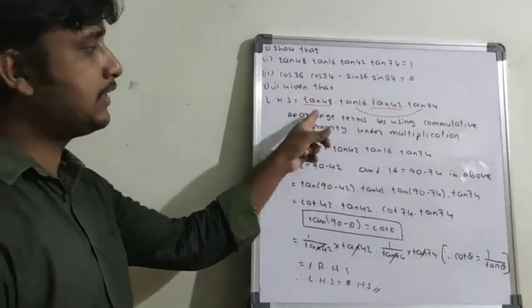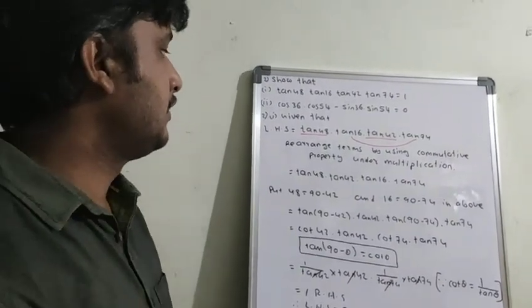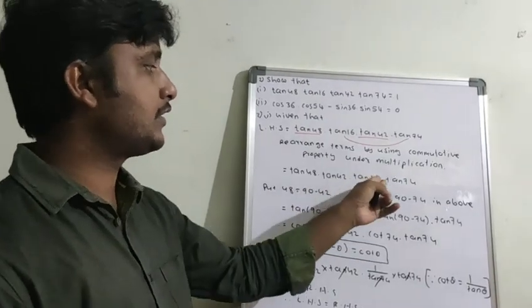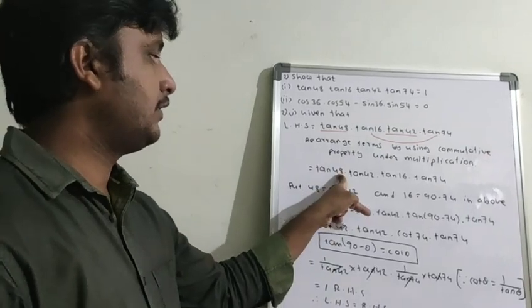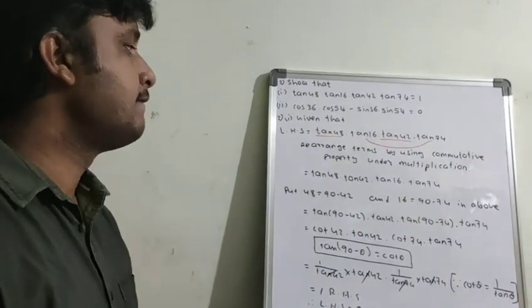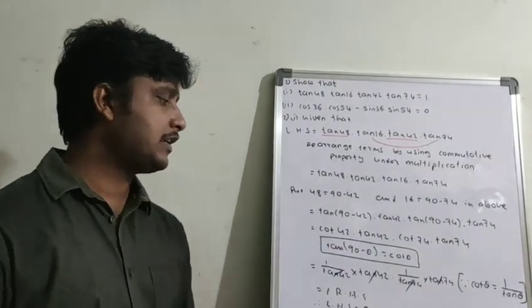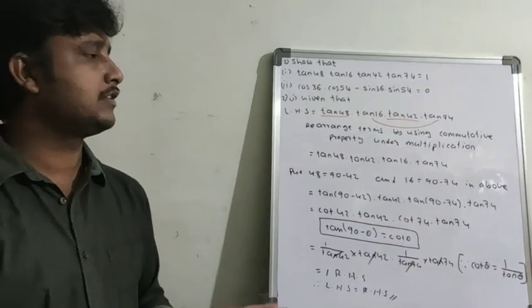Simple. Rearrange the terms by using the commutative property under multiplication. Now this first and second will become complementary to each other. Third and fourth will become complementary to each other. I'm changing the first one in terms of second angle, and then change the third one in terms of the fourth angle. Next, by using the 90 minus theta is cot theta. Afterwards, cot theta equal 1 by tan theta and do calculation with the answer.